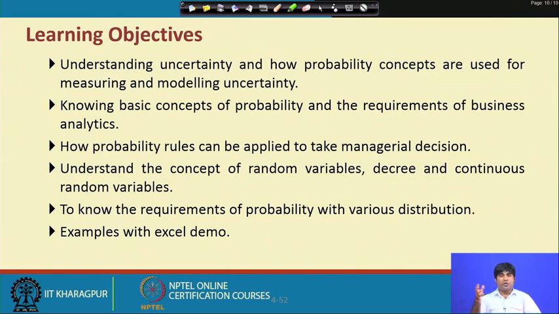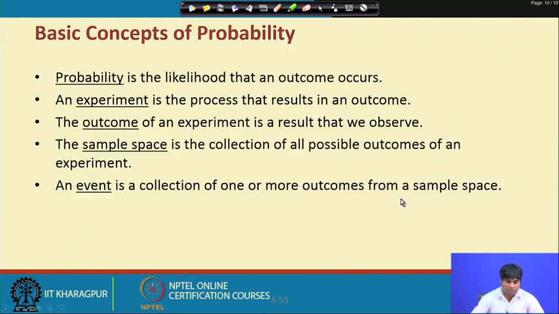Of course, you have to just understand and know these things. So far as the calculation and reporting are concerned, you can directly use the software, and the Excel spreadsheet will help you a lot to get all these details. Then standard or advanced statistical software or economic software will further add value to your processing. These are all your learning objectives, and probability is simply the likelihood that an outcome occurs.